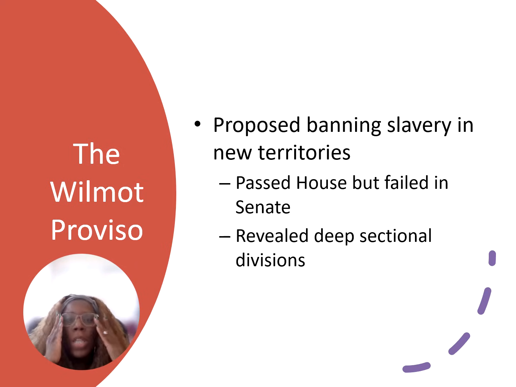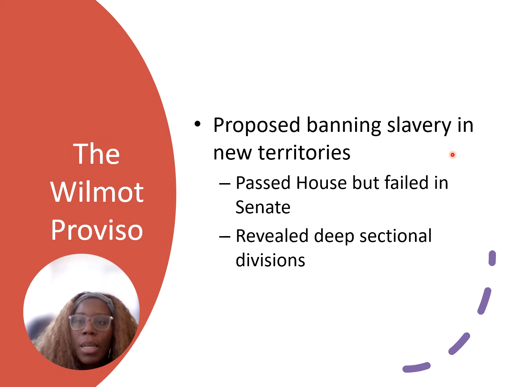Okay, so now we're going to talk about the Wilmot Proviso, which was a proposal introduced in Congress that aims to ban slavery in any territory gained as a result of the Mexican-American War. So Congress presented this proposal to essentially say that any land that was gained from the Mexican-American War would automatically be a free state. We will ban slavery in this territory. And although it was debated multiple times, this proposal never became law.